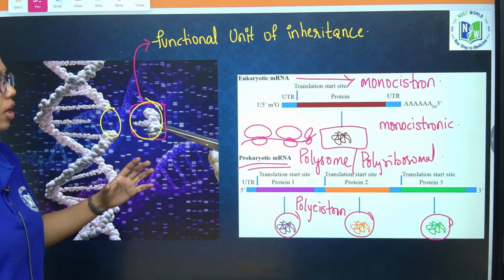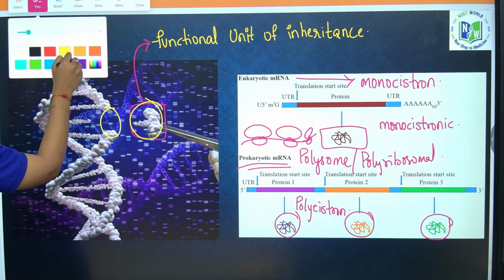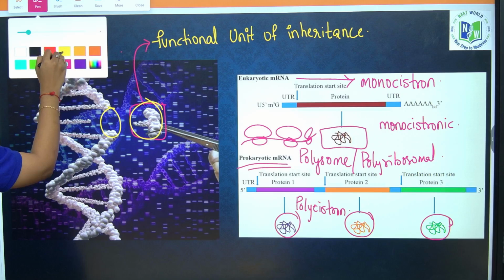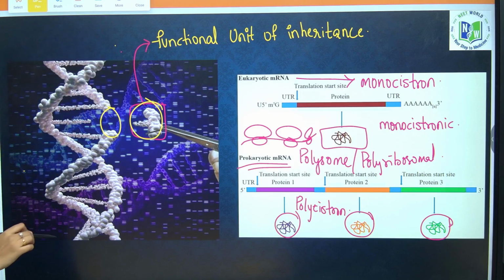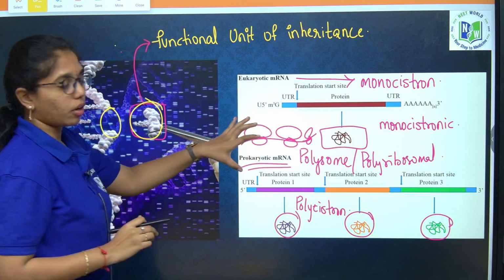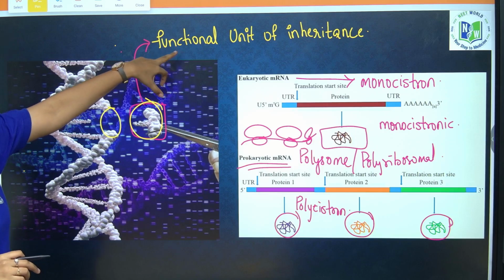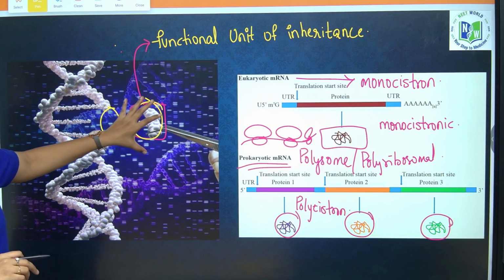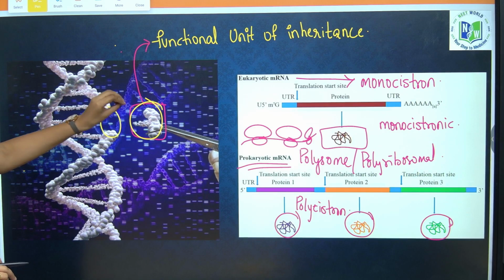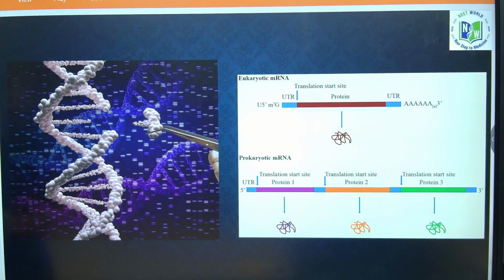And what is a cistron? Cistron is nothing but the protein chain which is expressed from a fragment of DNA or a gene. The polypeptide chain which is formed from the fragment of a gene, that is a cistron. What is a gene? Functional unit of inheritance or functional unit of the DNA strand is called a gene. Clear?